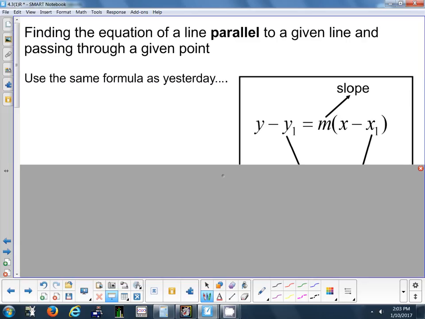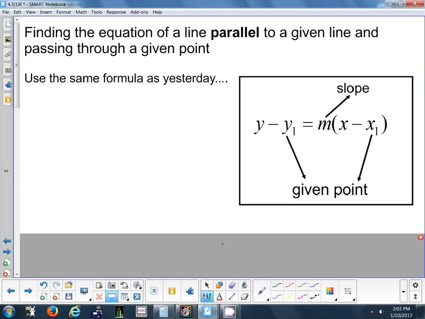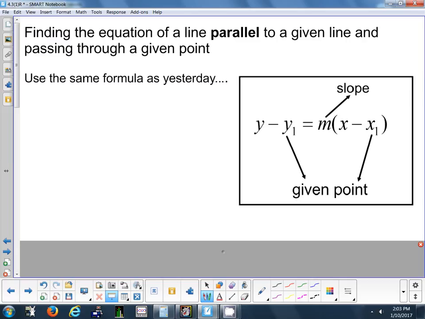M is the slope. Okay, you can already see that. Where did the x1 and the y1 come from? That's a coordinate. Okay, so they'll give you a coordinate in the problem. Or a point. Okay, same thing as a coordinate. Okay, so you might have to put this outside the box if you don't have enough space. Just put it right below it.